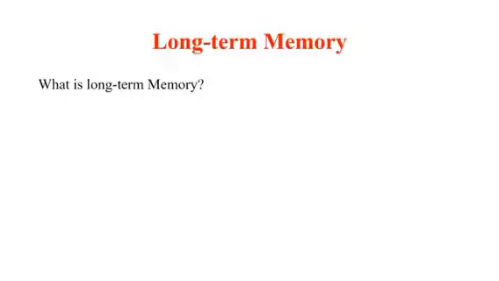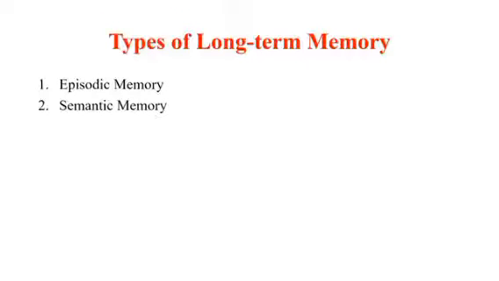If I compare long term memory with short term memory, the capacity of long term memory is more. Also, the access time for short term memory is very less as compared to long term memory. In short term memory you are memorizing far fewer things than in long term memory, but in long term memory you remember things for a long period of time. There are two types of long term memory. The first one is episodic memory and the second one is semantic memory.